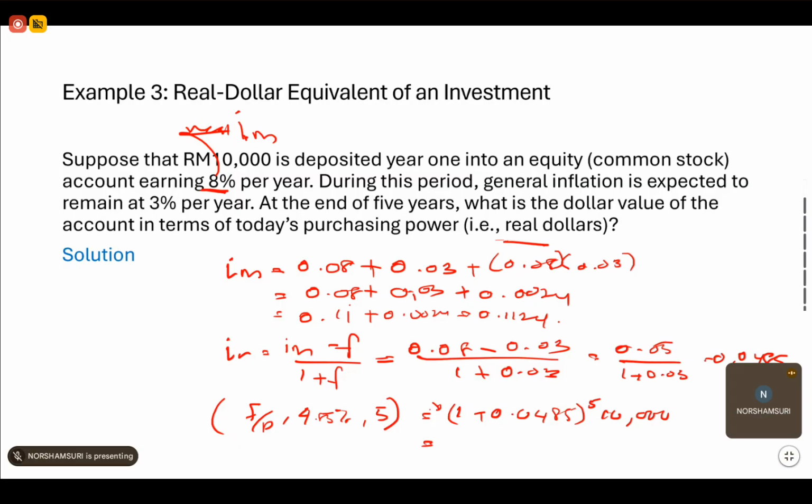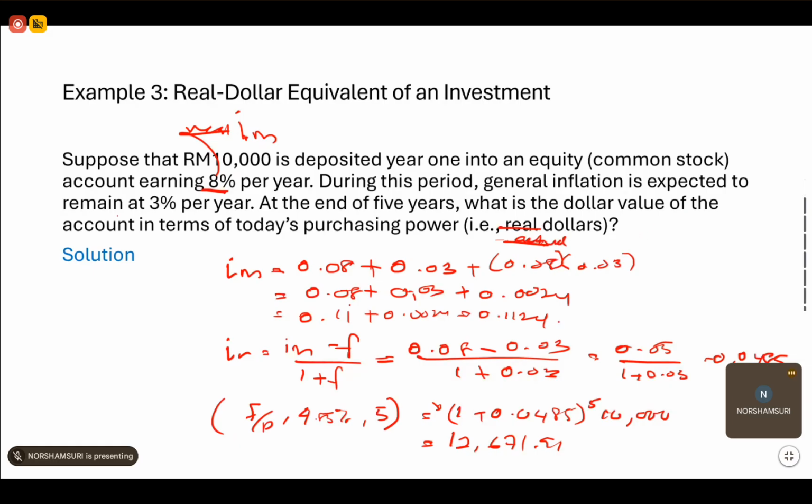So this is the real dollar. It's 1.045 to the power, times 10,000. So you got about 12,671.92.